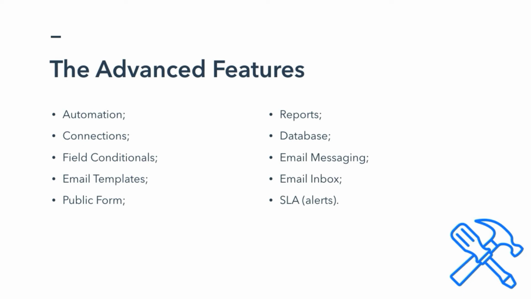So before we get to exploring them, I'd like to give you a quick overview about some of them by grouping them into four groups: pipe performance optimization features, card creation, automated actions, and email. So the list of our features is here. It's automation, connections, field conditionals, email templates, public form, reports, database, email messaging, and email inbox and SLA alerts. I'm going to break them down into these four groups I mentioned just to make it easier for you guys to understand how they work and what you can use them for.